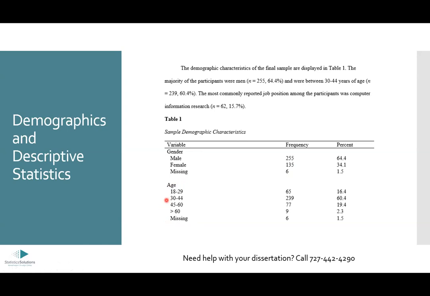Now, earlier I mentioned that age could be a continuous variable. I do want to point out here that it's presented in a categorical fashion. So instead of having each number by itself, we've got these age ranges. So this is an example of where it would be appropriate to present age as a categorical variable and how you would do that. Do we have any questions on this example before I go on?